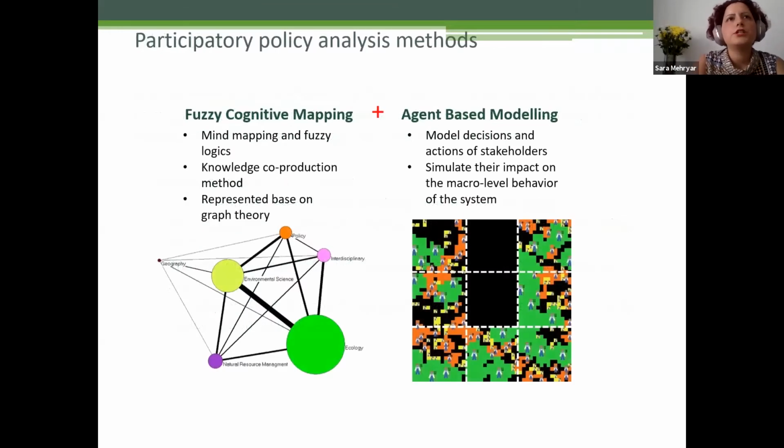Just a brief introduction. Fuzzy cognitive map, as I said, is a combination of mind mapping method and fuzzy logic. It's usually used in a participatory approach in which the knowledge of different stakeholders is collected and represented using a kind of graph theory, as you can see here. And then we have agent-based model, which is usually used for modeling decisions and actions of stakeholders and simulating the impact of those micro-level decisions and actions on the macro-level behavior of the system.